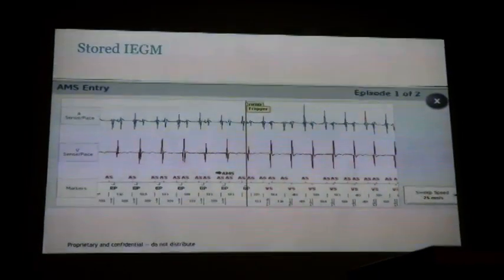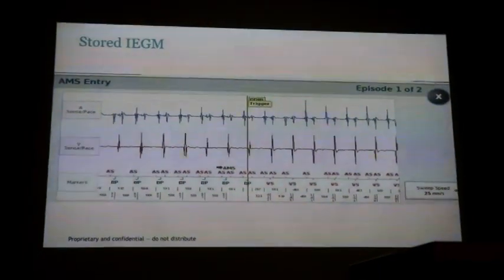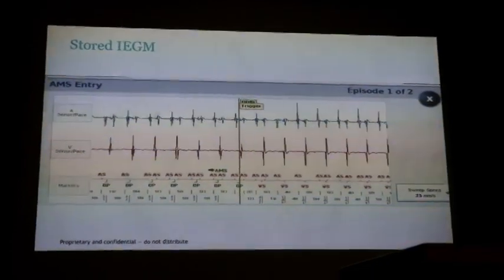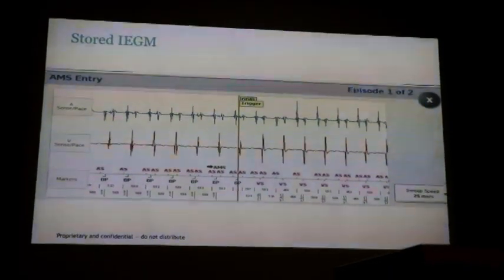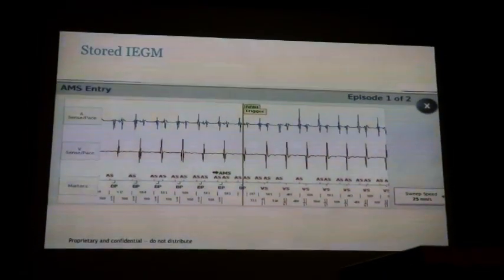And if you see a large far field R wave, that's why we have the cable with the 4 pins, 2 for the atrial, 2 for the ventricle, so that we can pace and see the atrial.